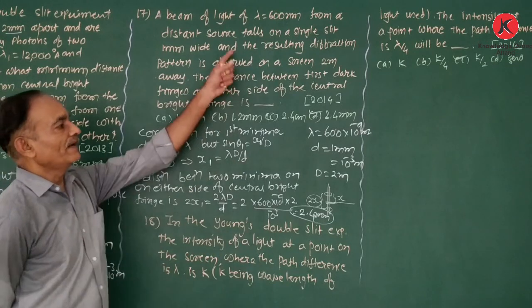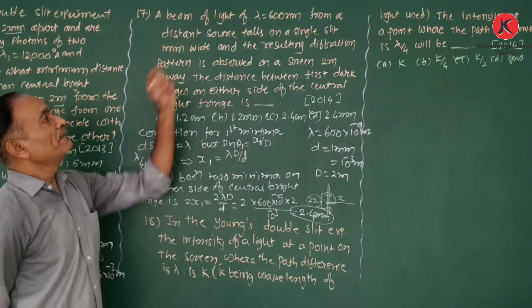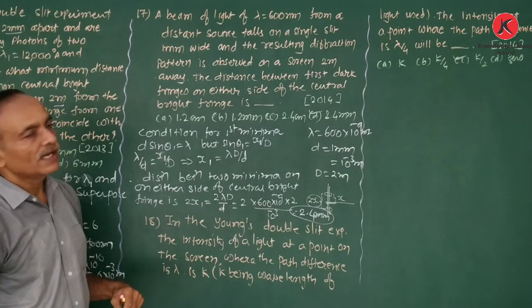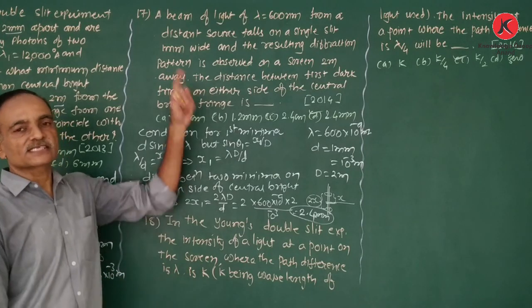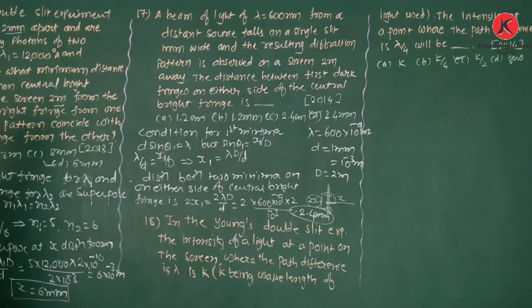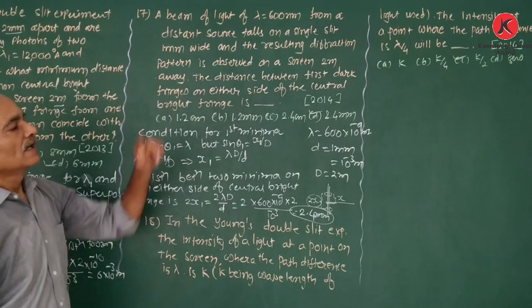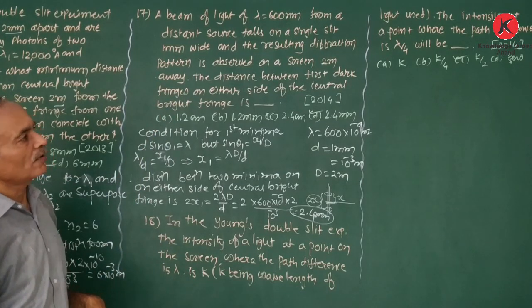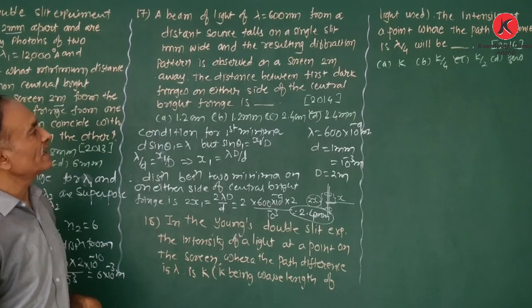Again, here the wavelength is given. A beam of light of wavelength lambda equal to 600 nanometer from a distant source falls on a single slit of width 1 millimeter. The resulting diffraction pattern is observed on a screen 2 meter away.